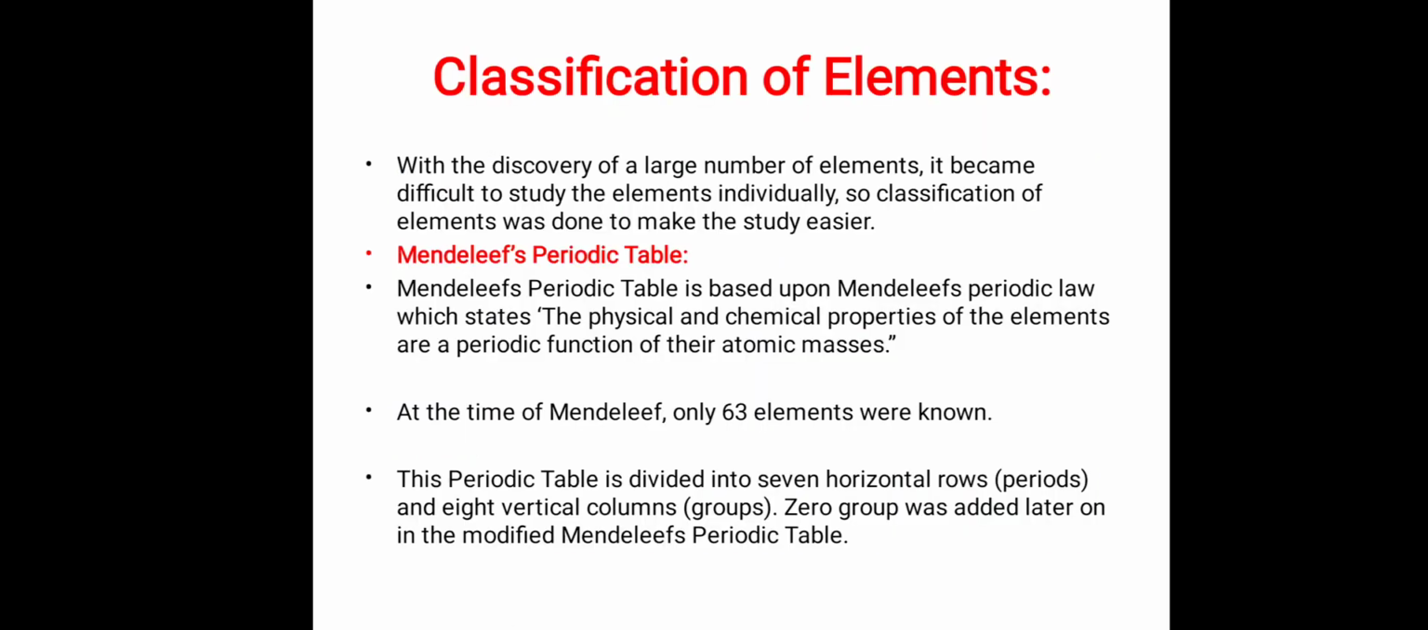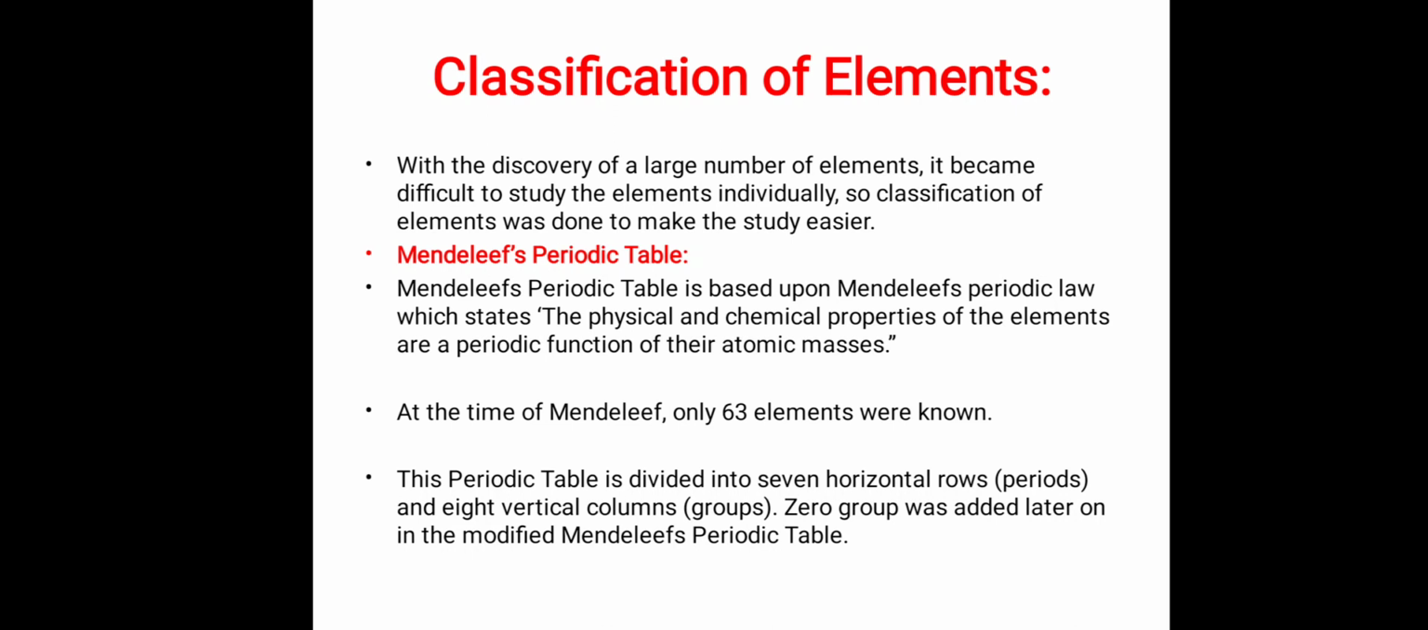Classification of elements. With the discovery of a large number of elements, it became difficult to study the elements individually. So classification of elements was done to make the study easier. Mendeleev periodic table. Mendeleev's periodic table is based upon Mendeleev's periodic law, which states the physical and chemical properties of elements are a periodic function of their atomic masses. At the time of Mendeleev, only 63 elements were known.